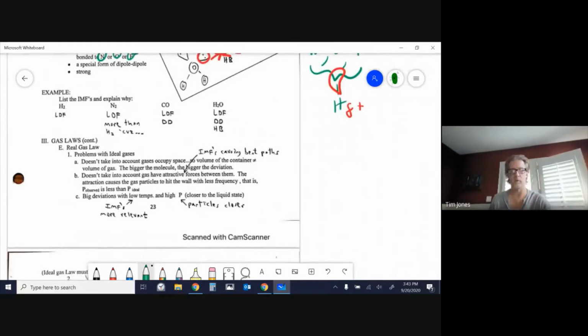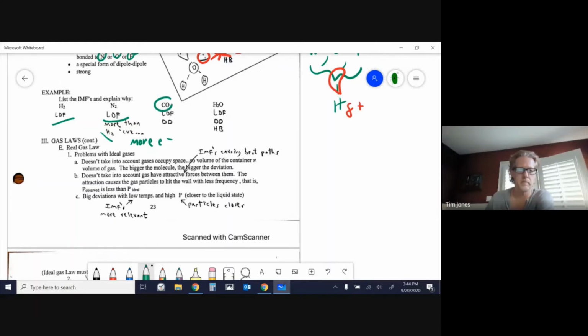list the intermolecular forces and explain why. Well, LDF, or London dispersion, because it's a molecule, but it's not polar, so no dipole-dipole. And funny enough, the molecule hydrogen does not have hydrogen bonding. Nitrogen has LDF because it's a molecule. It would have more LDF than H2 because it has more electrons. And that's about it.